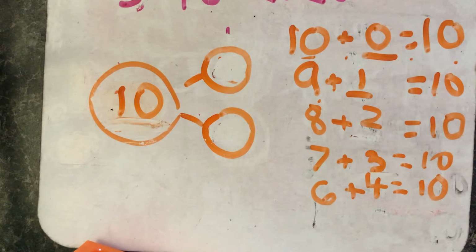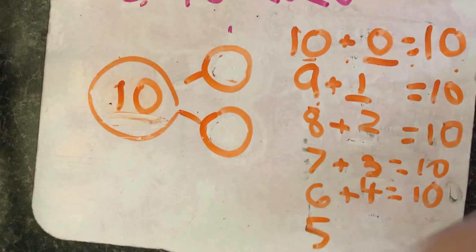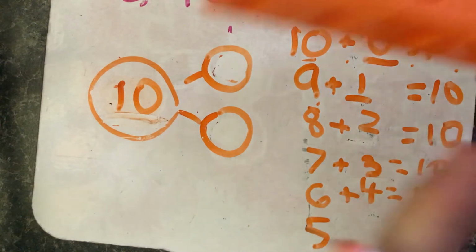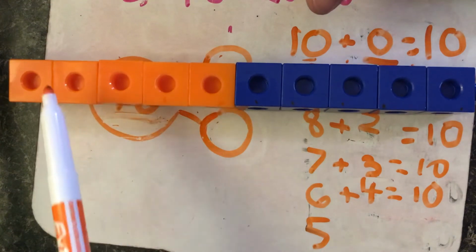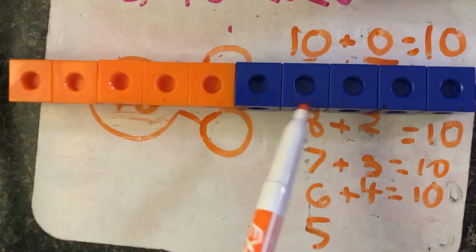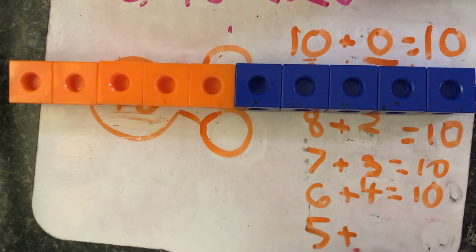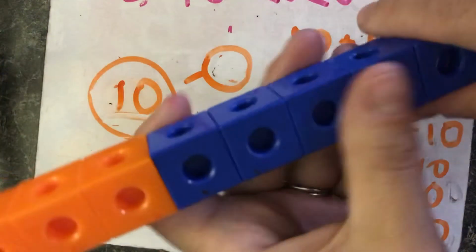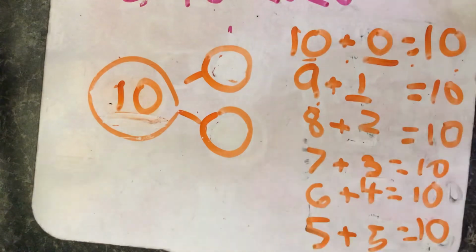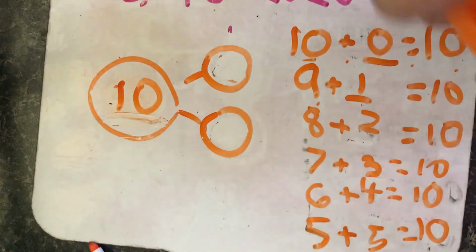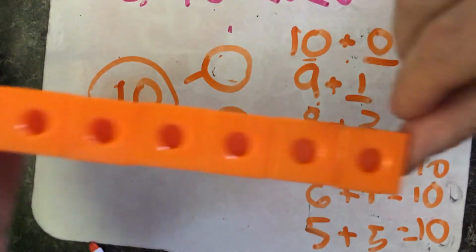Now I'm going to take one blue cube off. So now I'm starting with 5. I'll add the orange. And if you look at that, 1, 2, 3, 4, 5 and 1, 2, 3, 4, 5. 5 and 5 is 10. Now, I could keep taking blue cubes and adding orange cubes. And I could say 4 and 6 is 10. 3 and 7 is 10.